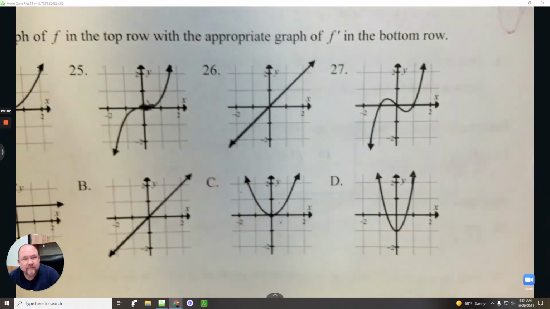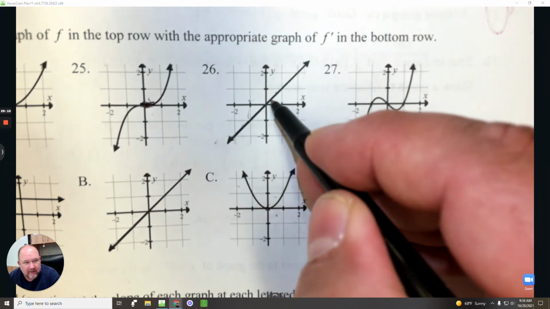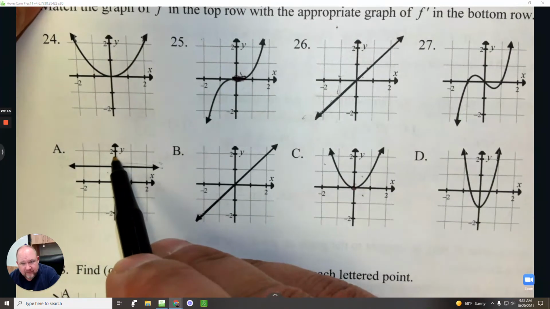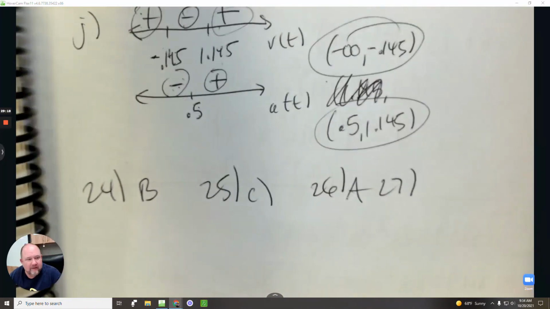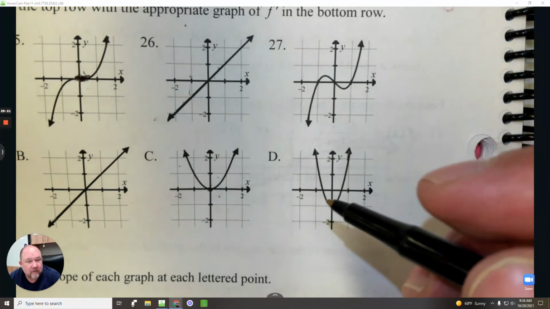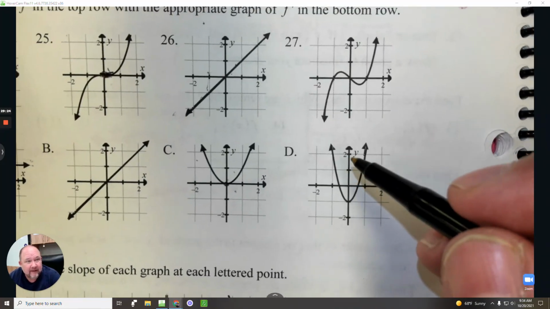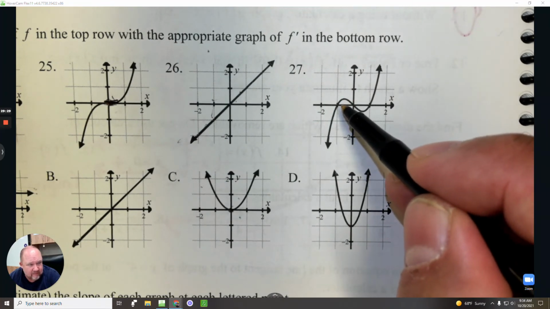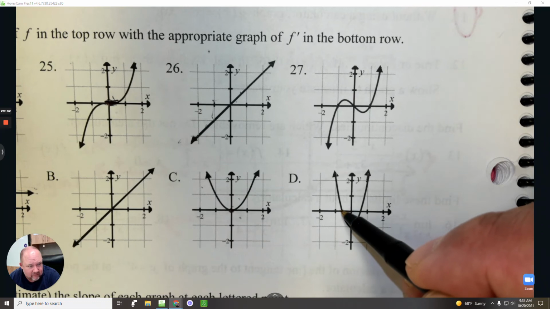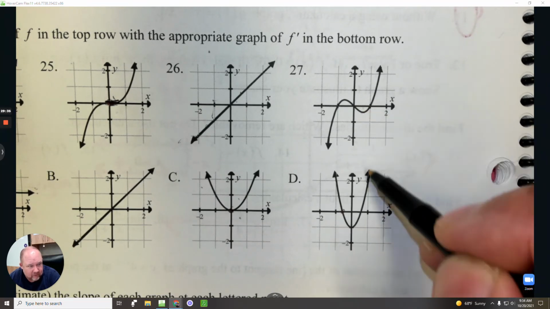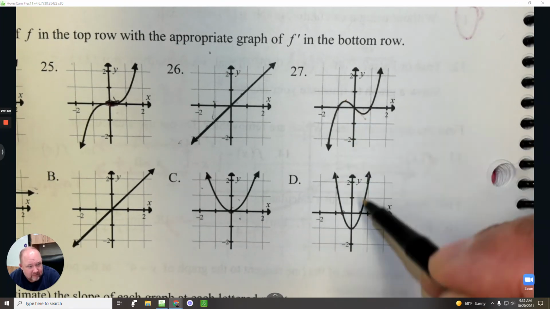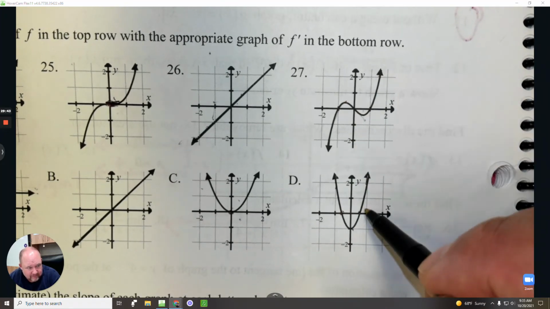26, the slope of this line is positive 1 and it never changes. So the derivative is at positive 1 and never changes. So 26 matches with A. And then 27, well, 27 obviously must match with D. But why does it? The turning point there is here. See how the turning point, which is in between 0 and negative 1, that's the x-intercept. The other turning point between 0 and 1 is the other x-intercept. Increasing means above. Decreasing means below. Increasing means above. And this matches that. So 27 matches with D.